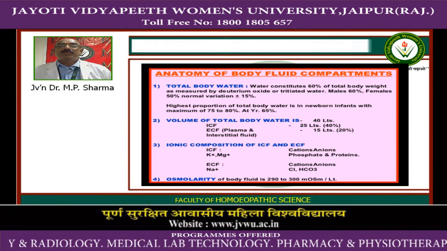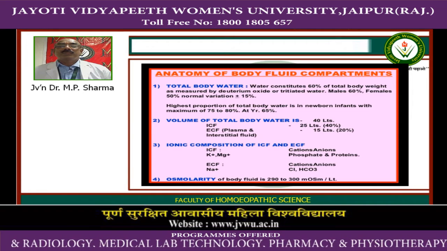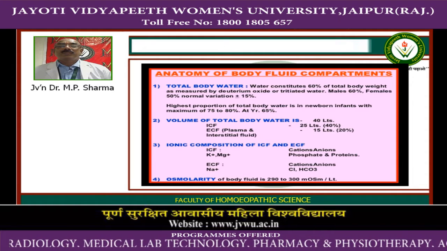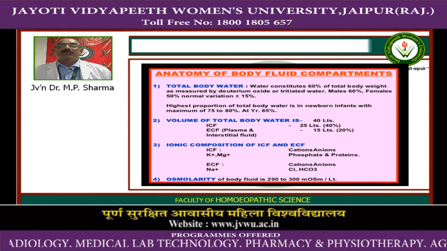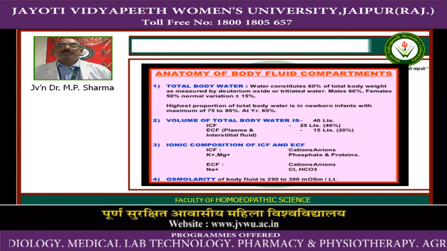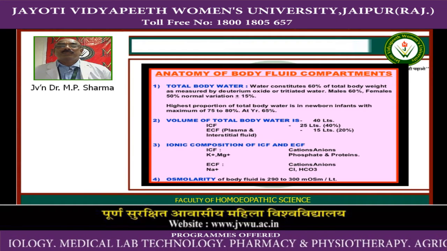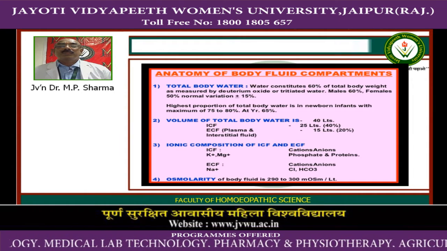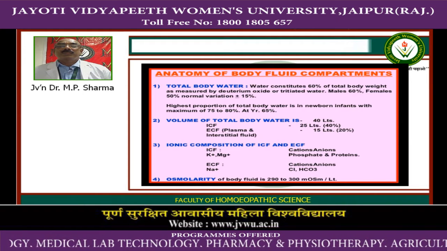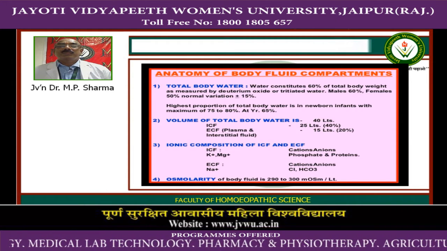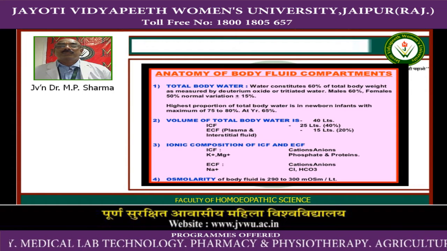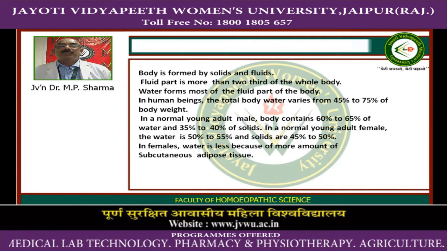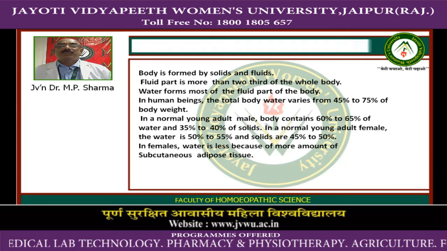Third is the ionic composition of ICF and ECF, intracellular fluid and extracellular fluid. Intracellular fluid, cation and anion: potassium, magnesium, phosphate and proteins. Extracellular fluid: sodium, chloride and bicarbonate. Fourth is the osmolarity of body fluid, which is 292 to 300 mOsm per liter. Now body fluid is formed by solids and wet fluids.